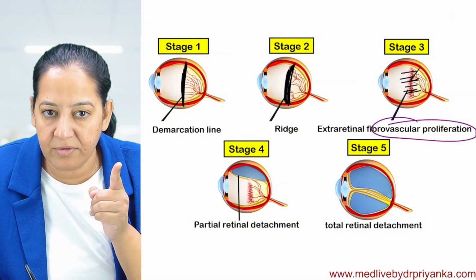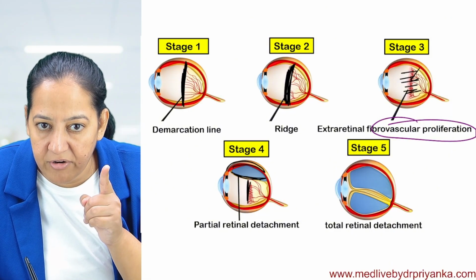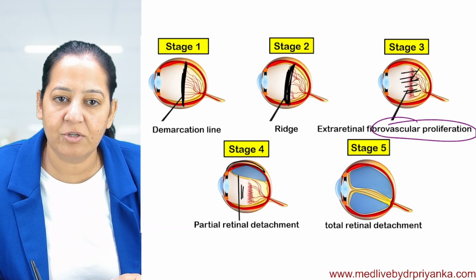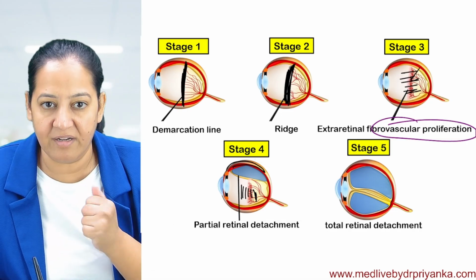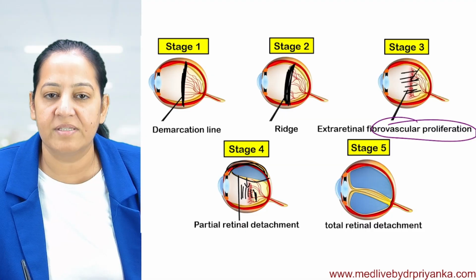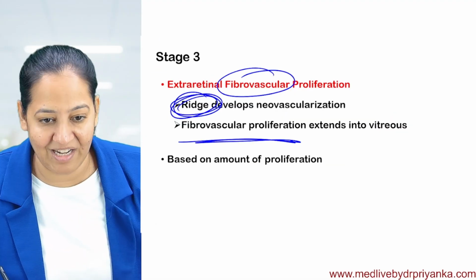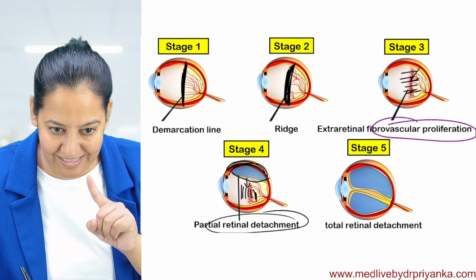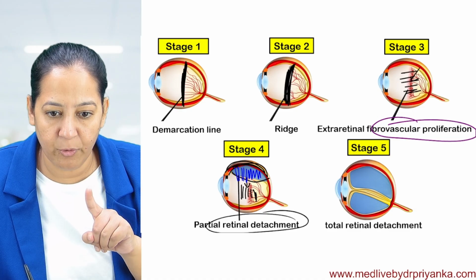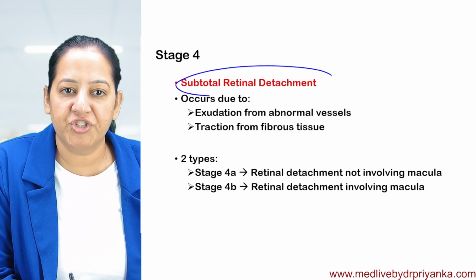So the retina, can you see the yellow retina? This will separate from the choroid because these contractures are pulling the retina towards them. So the retina will separate from the choroid, and it is known as retinal detachment. So in stage 4, the retinal detachment has started. Can you see it is started? There is a space between the choroid and the retina. Can you see this blue color space? This is retinal detachment. It is partial retinal detachment.